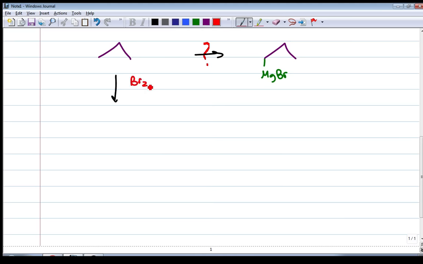If you use something like Br2 with heat or light, and you'll see me write this sometimes as a triangle for heat and this squiggly line for radiation or light waves, that will give me a bromine, but in the more substituted position, because remember, radicals have that stable intermediate very similar to carbocations, where the more substituted radical is more stable. That puts bromine on the central carbon. Problem is, I want it on the end, so I have to do what I call move the reactivity.